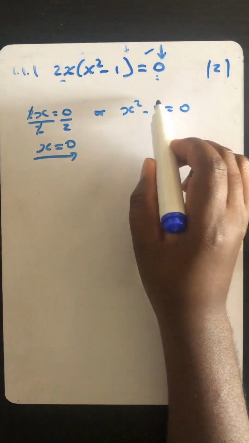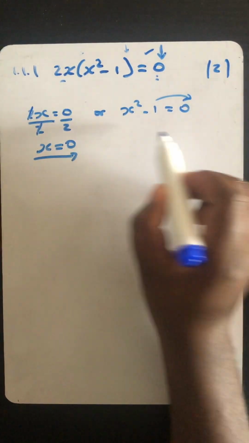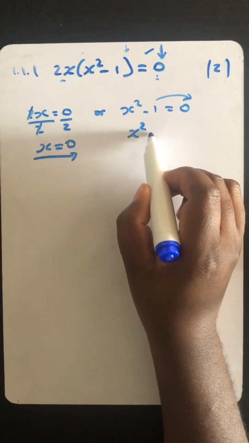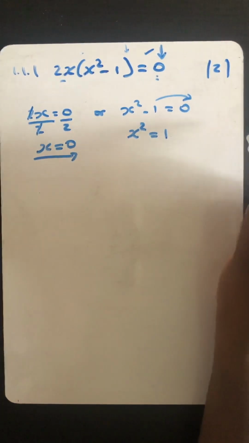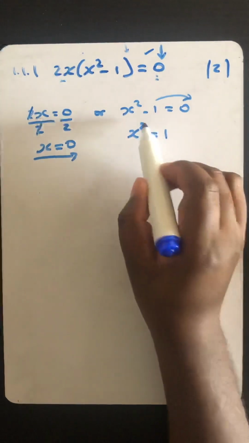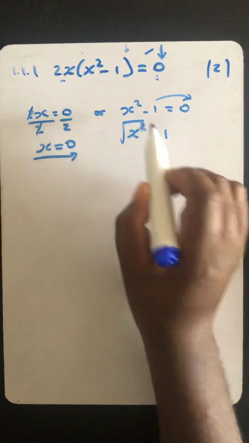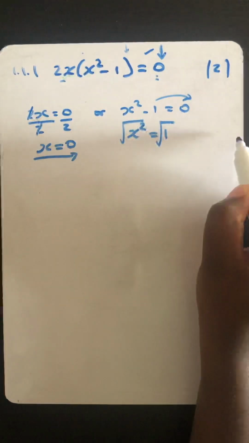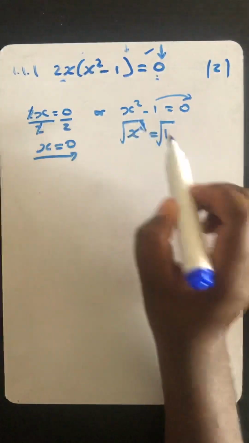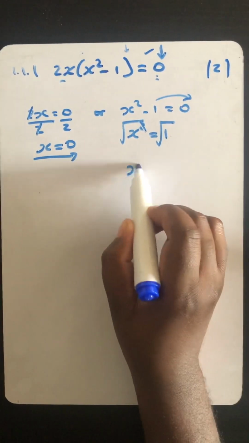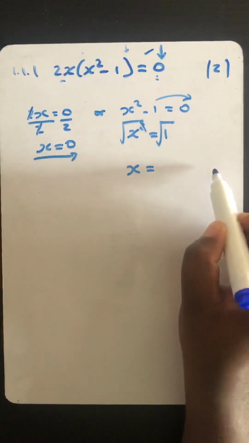And then on this side, one may decide to transpose. Then you've got x² equals, it becomes positive 1. So now you need to remove that power over there. Normally, you would just introduce a square root. Remember, a square root removes that 2. You remain with only x, which is equal to.